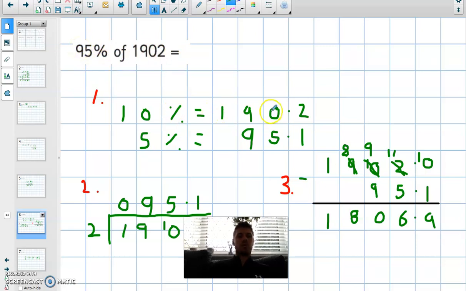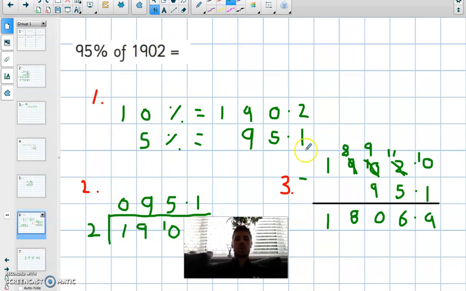Okay, so 10% is 190.2. Then to find out what 5% is, I must halve the 10%. And the way that I'm going to do that is by dividing this number by 2 in the bus stop. And that gives me an answer of 95.1. Now, that gives me 5%, so that's not my answer. I've just found 5% of 1,902.